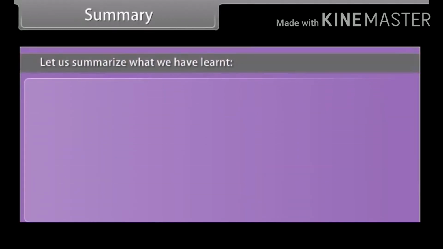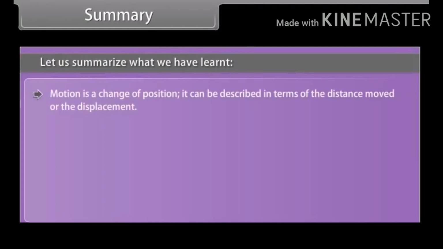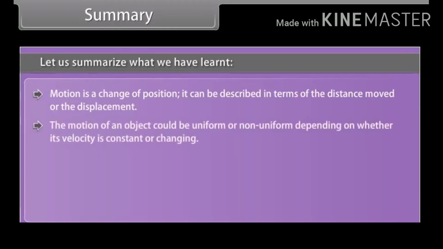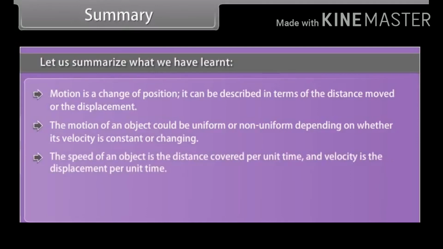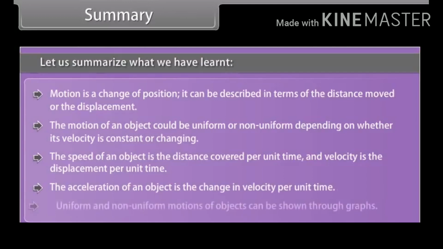Now, summary. Let us summarize what we have learned. Motion is a change of position. It can be described in terms of the distance moved or the displacement. The motion of an object could be uniform or non-uniform depending on whether its velocity is constant or changing. The speed of an object is the distance covered per unit time, and velocity is the displacement per unit time. The acceleration of an object is the change in velocity per unit time. Uniform and non-uniform motions of objects can be shown through graphs.